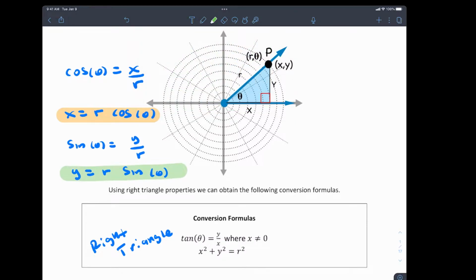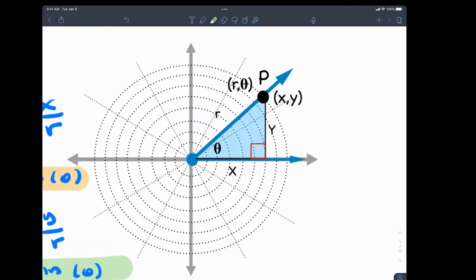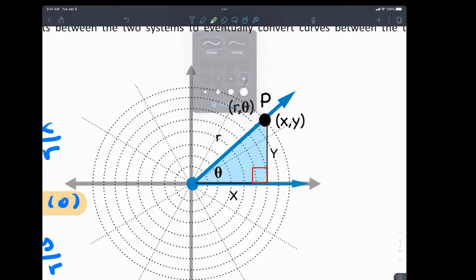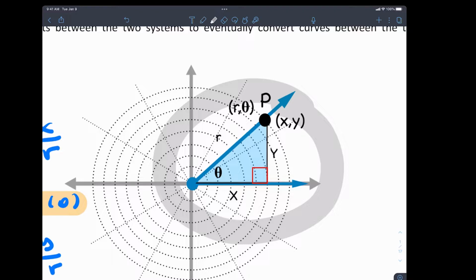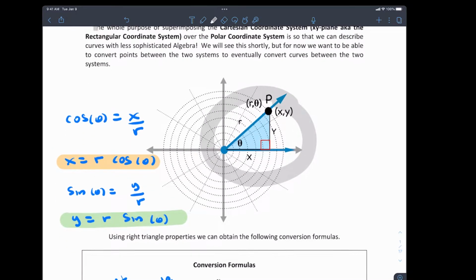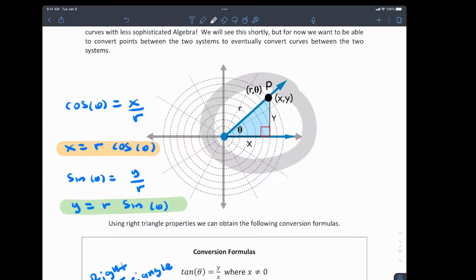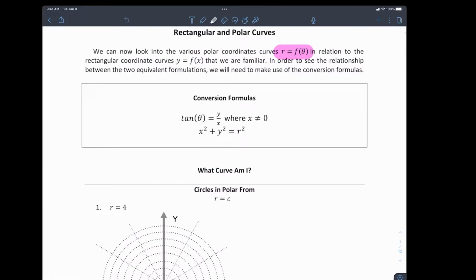So I want to talk about this as well. All this from this what? Right triangle. So x is r cosine theta, y is r sine theta. Okay, we're going to use that here. So I'm going to write that down as well. We say x is r cosine theta, and y is r sine theta. Okay, so we know what this is.